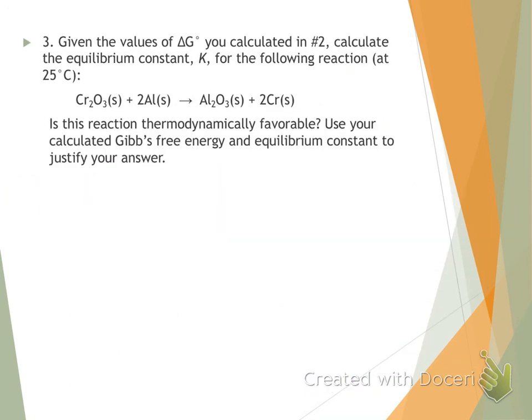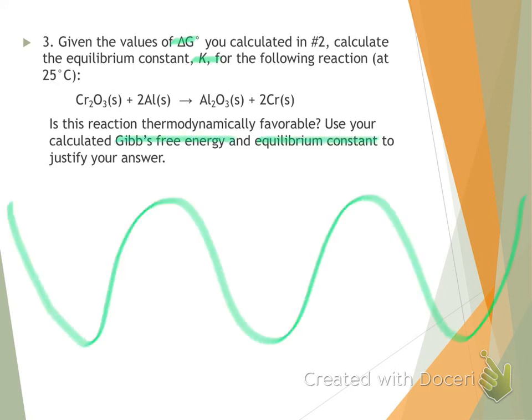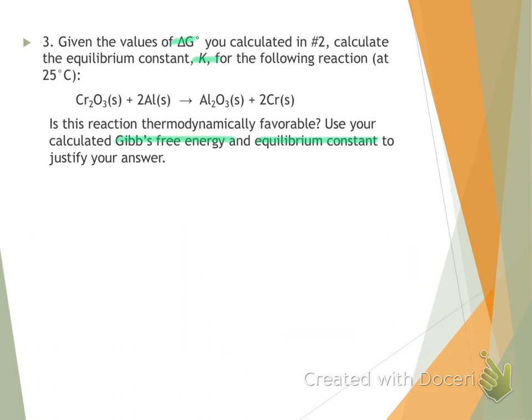So moving on to our last problem here, we want to calculate our equilibrium constant K, given the value of delta G that we just calculated. We want to know if the reaction is thermodynamically favorable using both our delta G and our equilibrium constant to justify that answer. Give that a try on your own and resume when you're ready to check.